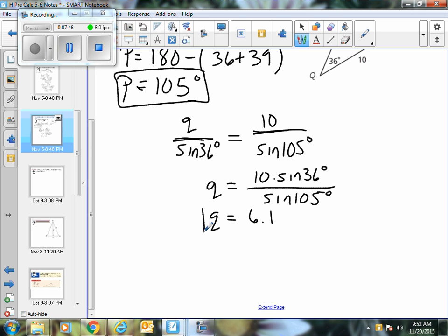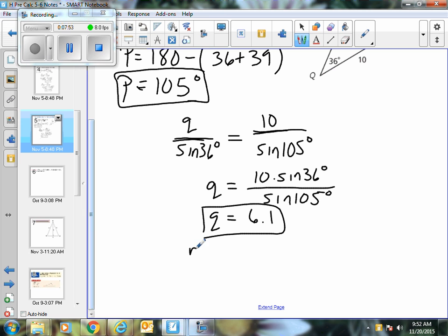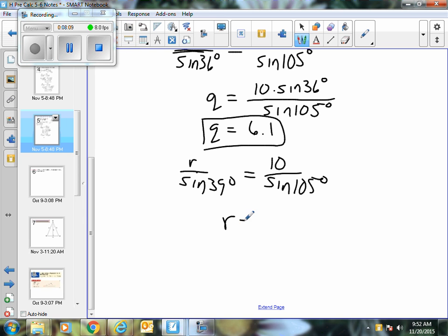All right, we're going to do exactly the same thing then for little r. So I'll say r is to the sine of angle R, which is 39, as, go back to the information you know again, 10 is to the sine of 105. Cross multiply and divide, so what you'd be typing in is 10 times the sine of 39 now, divided by the sine of 105. So go ahead, pause the video, type it in, see what you come up with.